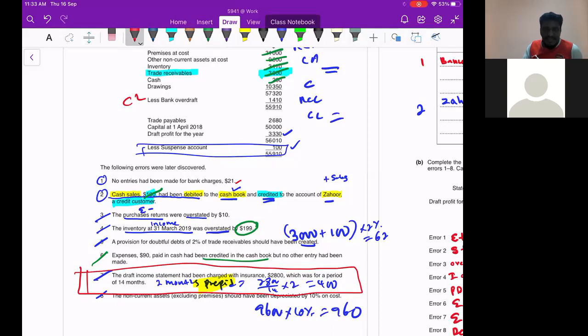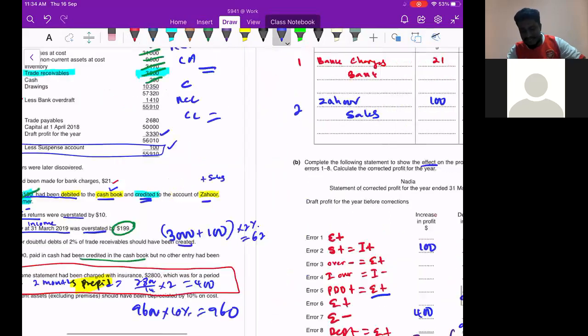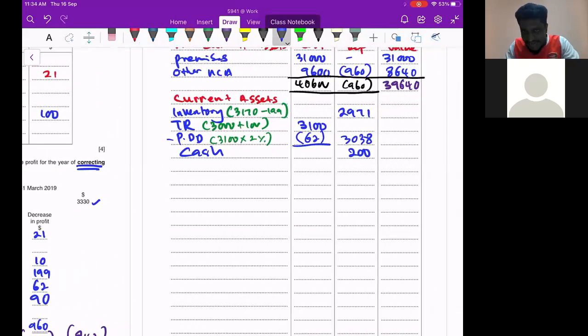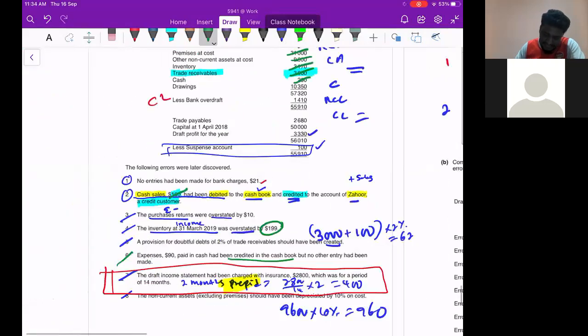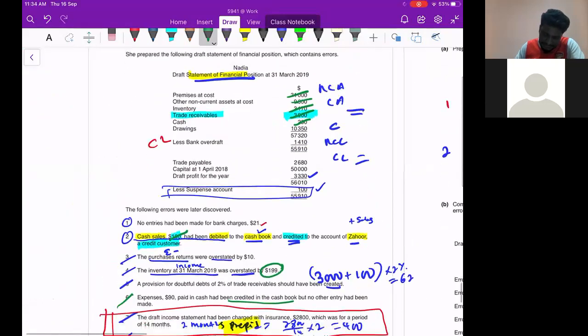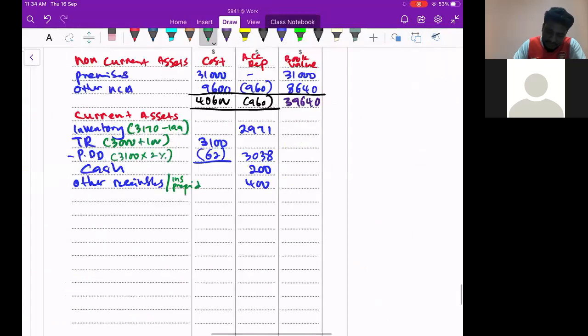Yes or no? Insurance prepaid. Insurance prepaid is your current asset. If you want to write insurance prepaid, can, but the best answer is other receivables, which is 400. But don't write both, either one only. Okay, do you see any other current assets here? Not really. That's it.